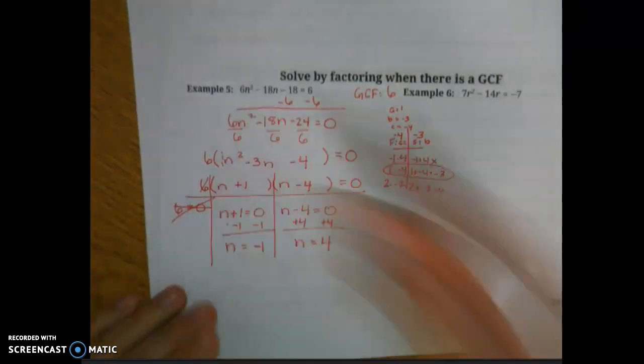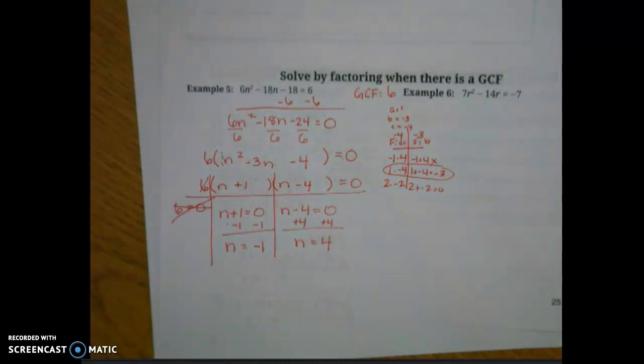Okay, I could plug those into the original equation to check to see if it makes the equation true. Okay, so try the rest of the practice questions and then do the homework questions. Let me know if you have any questions at all.